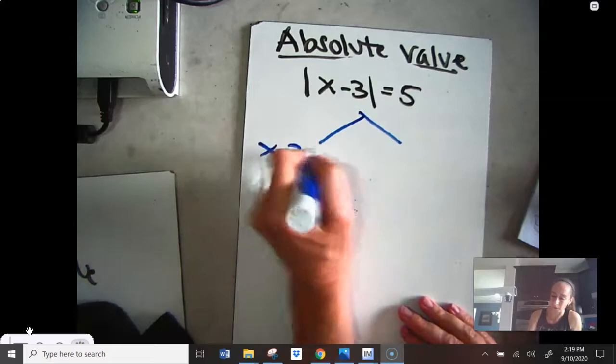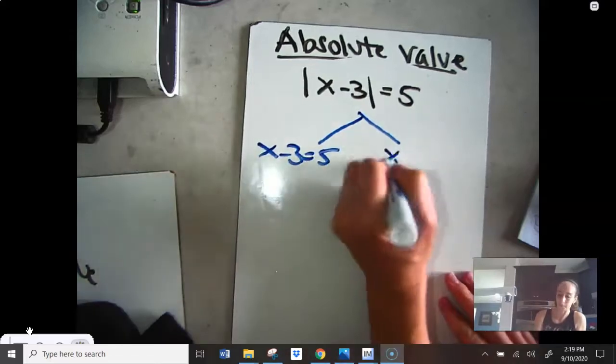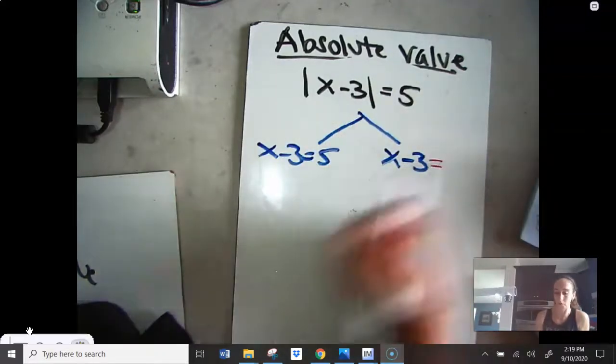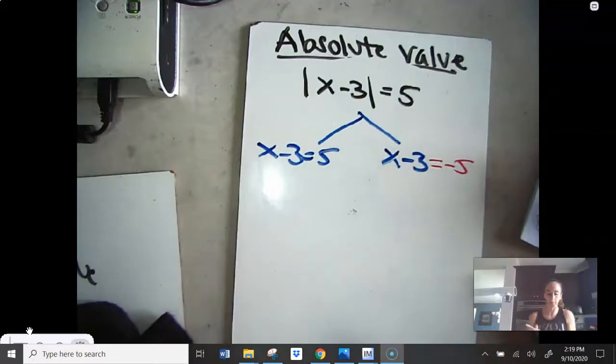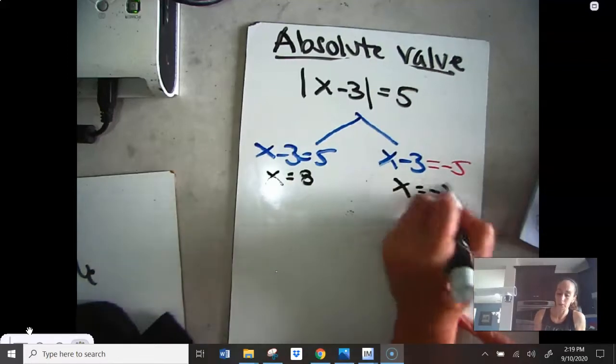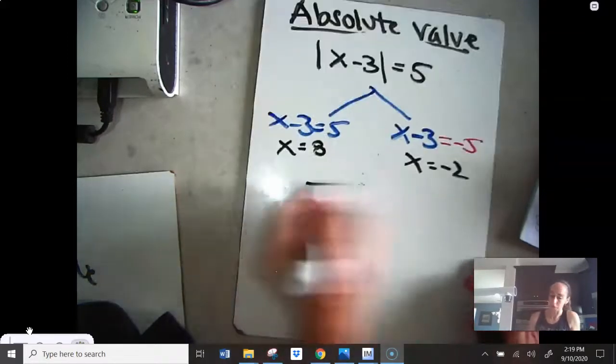One answer based on what you're given. The other one, you can't really flip an equal sign over, so it still equals, and you make it negative. And then you just solve. X equals 8. X equals negative 2.